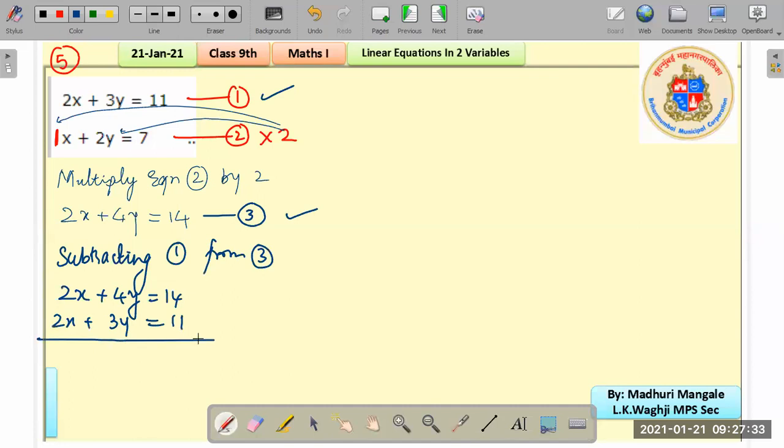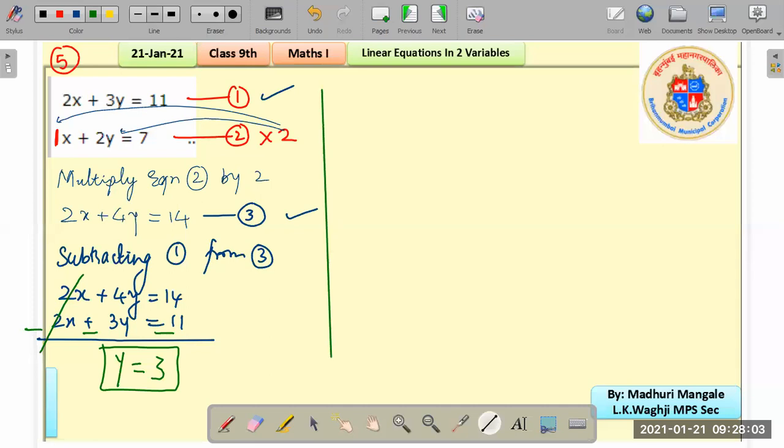and now you subtract. Subtracting means we have to change signs of the bottom row. So change signs of this bottom row. Plus 2x minus 2x will get crossed out. We are left with 4y minus 3y, that will become just a y. 14 minus 11 will be 3. That gives us y.